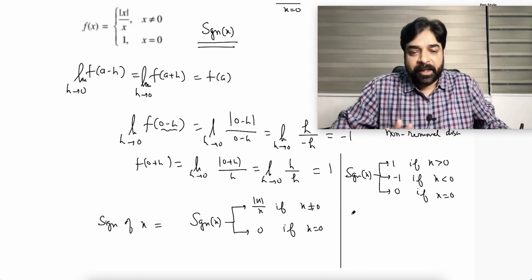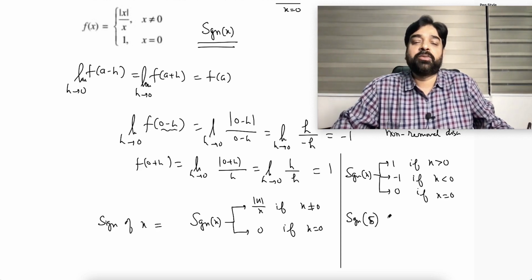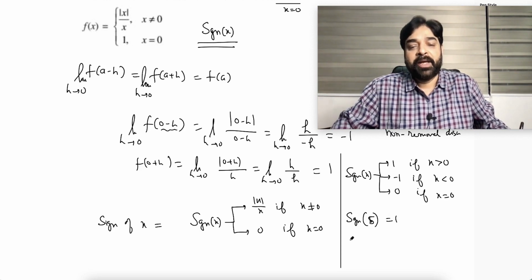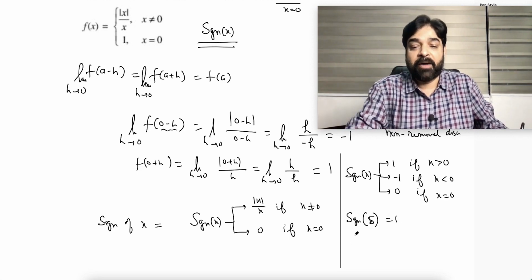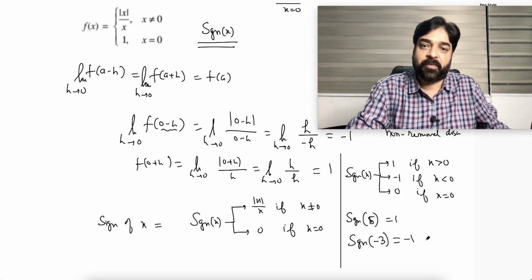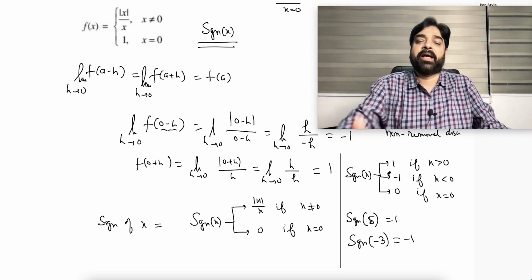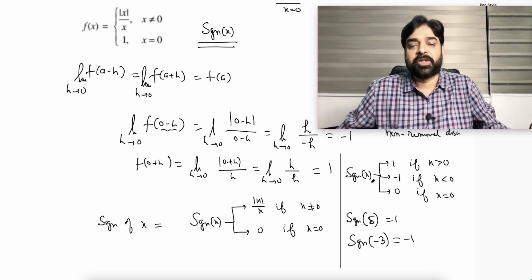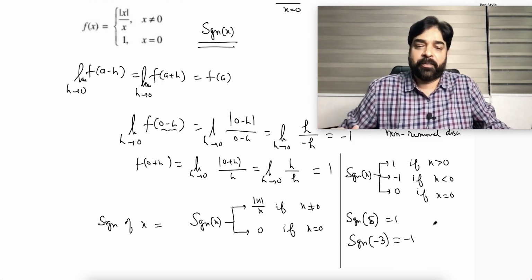The meaning is sign. Suppose somebody asks what is the signum of 5? This quantity is positive, and for a positive quantity signum is 1. If they ask what is the signum of minus 3? This is a negative quantity, so the signum value will be minus 1. This is the meaning. Signum x will be 1 if x is positive, minus 1 if x is negative, and 0 if x is equal to 0.